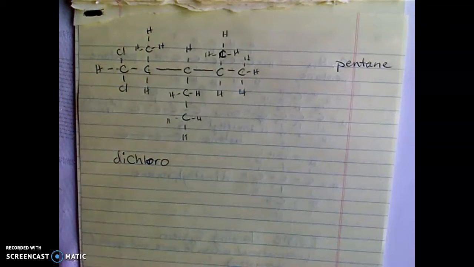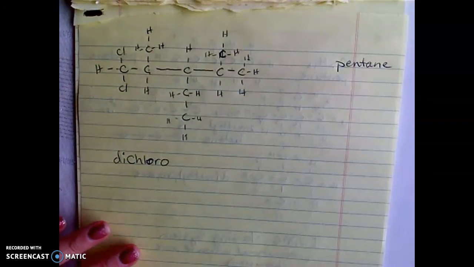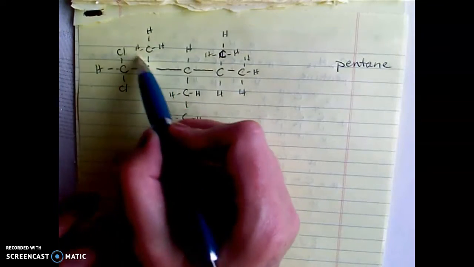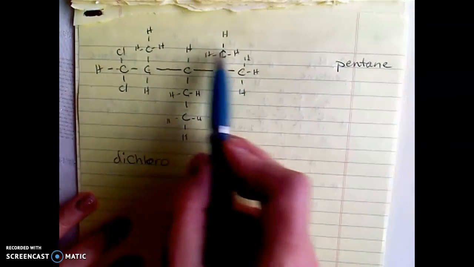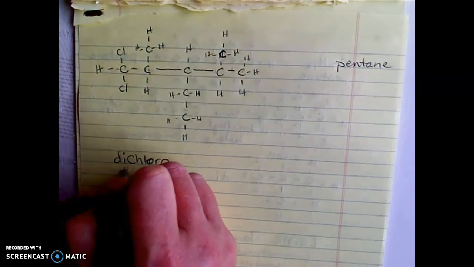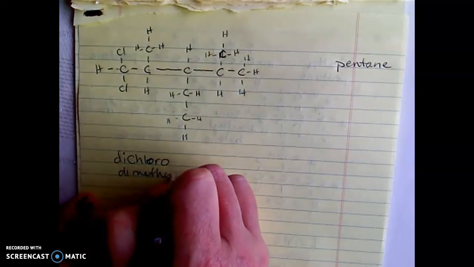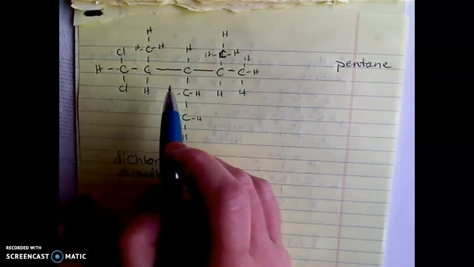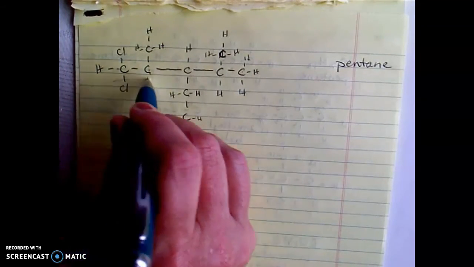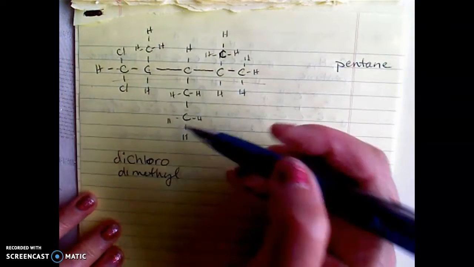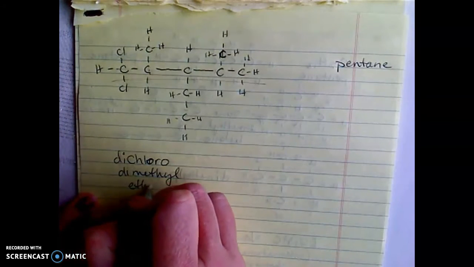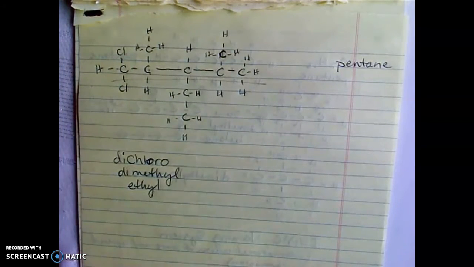Next, right here I have a methyl, and here I have a methyl. That's methane. So I have a dimethyl. If this is going to be my designated chain, I also have a branch here, and this is 2, so that's going to be an ethyl. So those are my branches. They're going to have to go into this name.